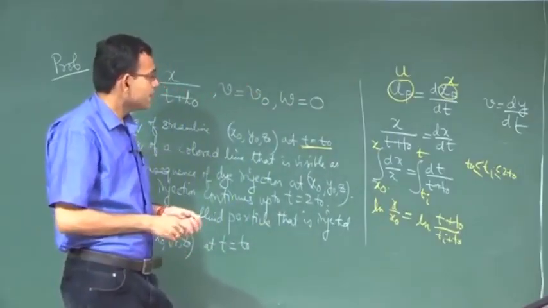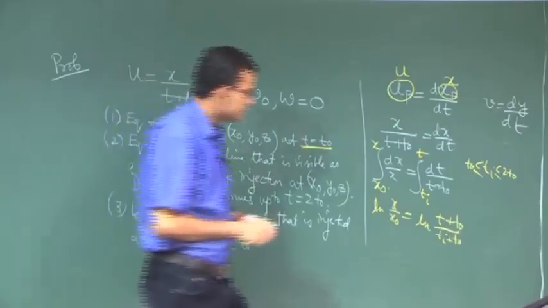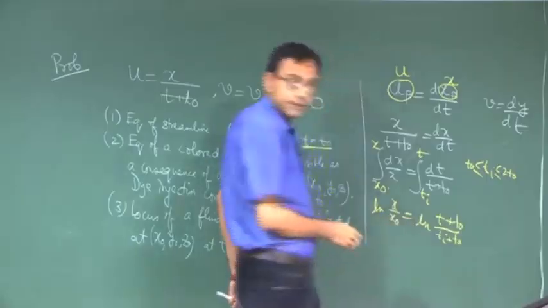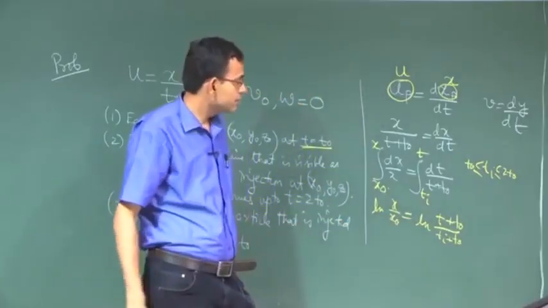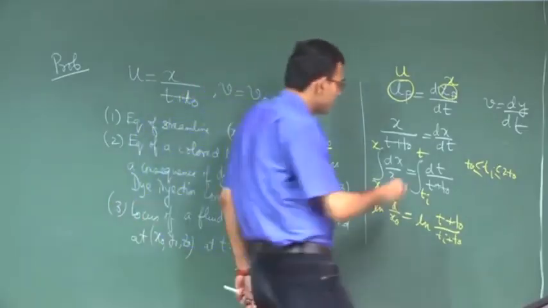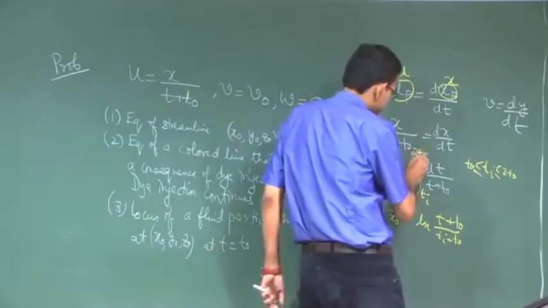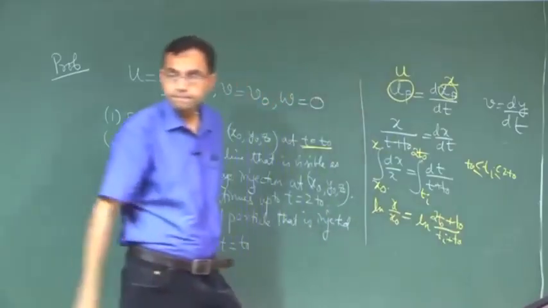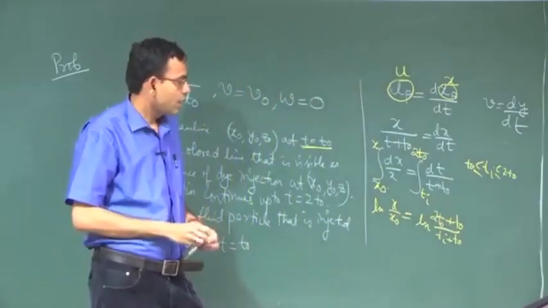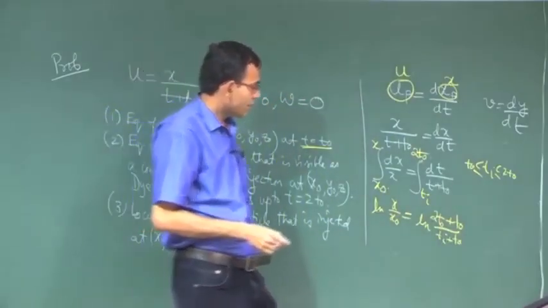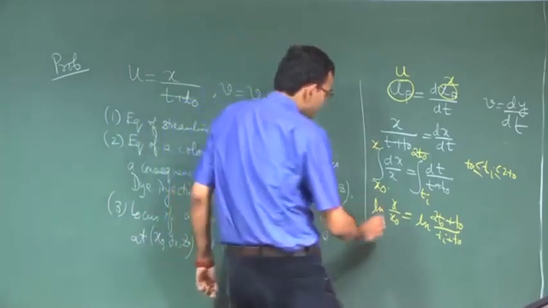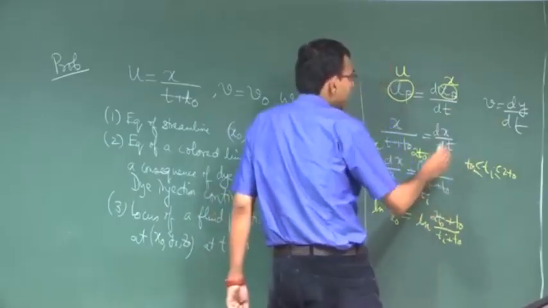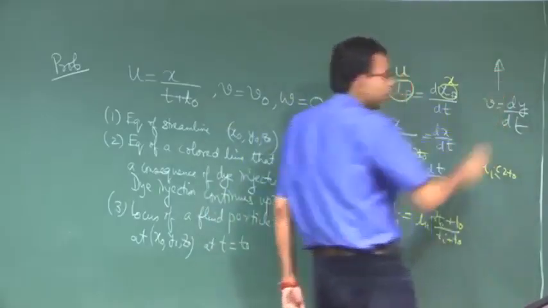Similarly, the upper limit will be 2t naught, right. So this will be 2t naught, right. Then dy by v is equal to dy dt, let us write it here, utilize this part of the board.